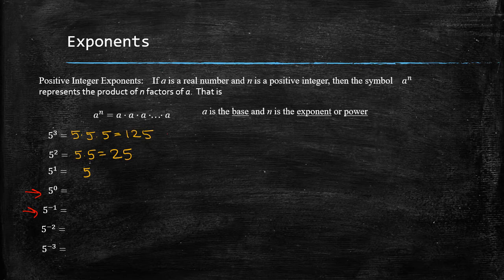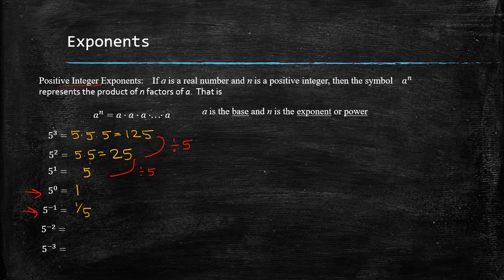Okay, so the rule we have above for positive integer exponents applies to 5 to the third, 5 squared, and 5 to the first. But we need a different rule for these other guys. If we want to go down our list, notice that to go from 125 down to 25, we can divide by 5, which makes sense because we're multiplying by 1 less 5. Okay, to go from 25 down to 5, we've also divided by 5. So if we keep up that pattern, we'll divide by 5 again. So 5 divided by 5 is 1. 1 divided by 5 is going to give us 1/5.